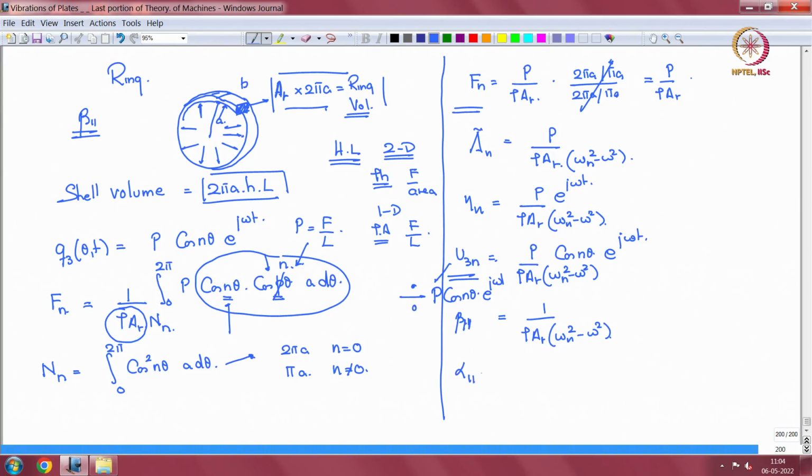So, alpha 1 1 plus beta 1 1 is equal to 2 by rho h l, sigma m, sine square m pi x star over L, into omega mn squared minus omega squared, plus 1 over rho r a, omega n squared minus omega squared, equal to 0.